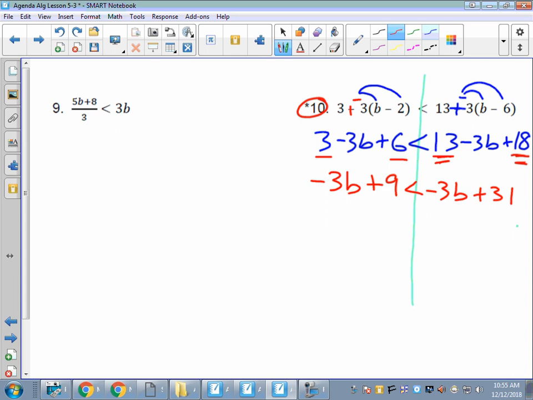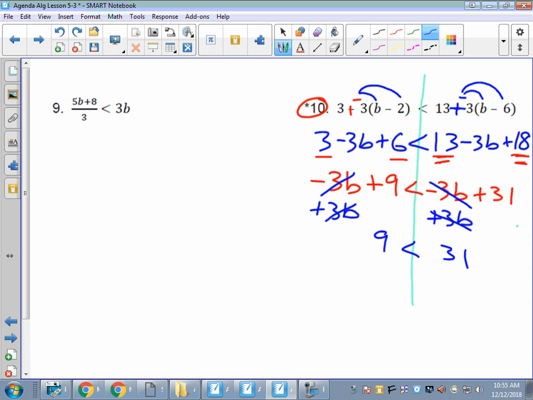The last thing I have to do now is try to get variables on one side and numbers on the other. If I add 3b to both sides, well, then I'm in an interesting situation. Let's look at the right side. These cancel each other out, and I've got a 31. On the left-hand side, they also cancel each other out. So now my variables are gone. I'm left with 9 is less than 31.